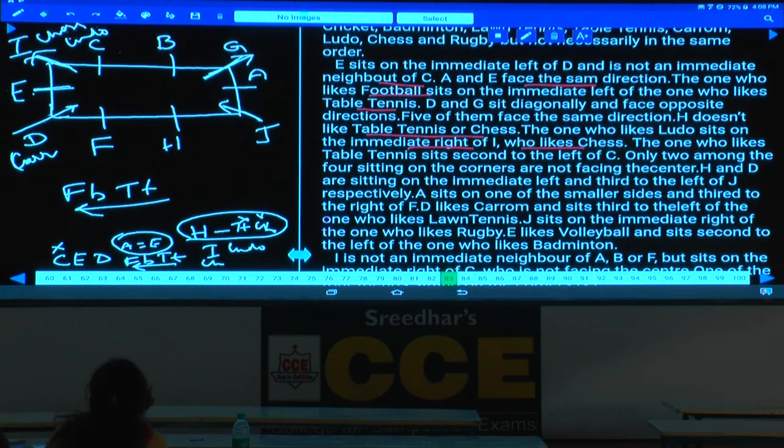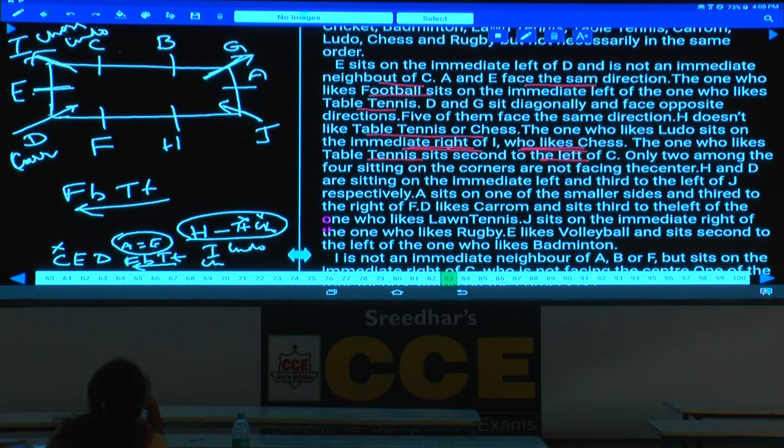The one who likes table tennis sits second to the left of C. Table tennis sits second to the left of C. Either this E is table tennis or B is table tennis. Either E, yes, C is facing. Now the one who likes table tennis sits second to the left of C, and the one who likes Ludo sits on the immediate right of I. Ludo is to the immediate right of I.